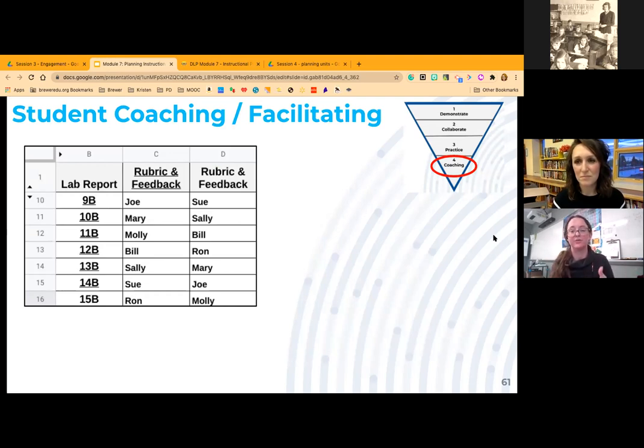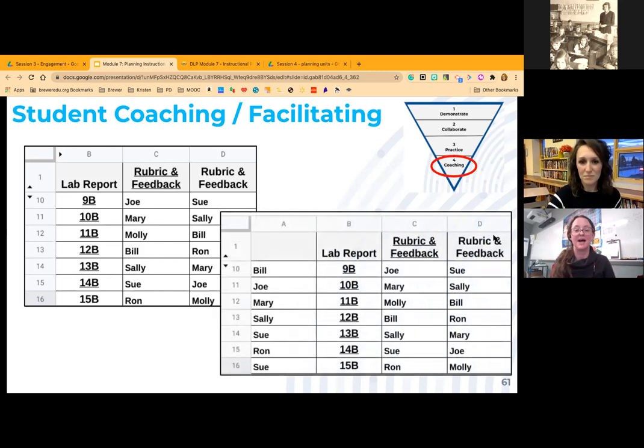I asked those two students to read that one lab report and give them feedback. After they did that, I released their names. And then they were able to see, oh, if I'm Mary, my lab report was 11B. And when they clicked on that, they could then look at their own lab report and see the feedback their peers gave them. This definitely helped build their confidence.